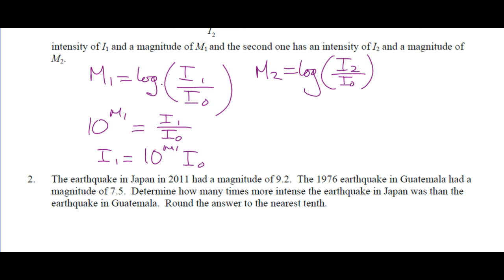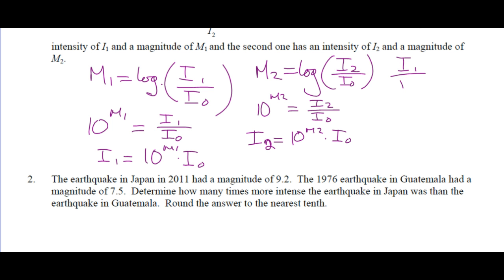And similarly for m2, again from log form to exponential, 10 to the m2 is equal to I2 over I naught. And so intensity 2 is equal to 10 to the m2 times I naught. So now if we compare the ratio of intensities, I1 over I2.